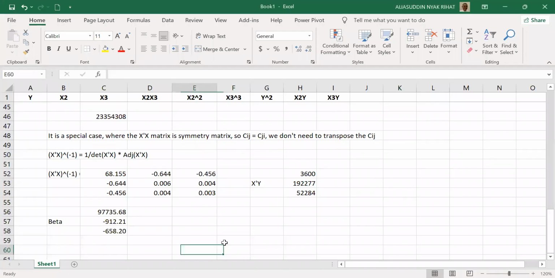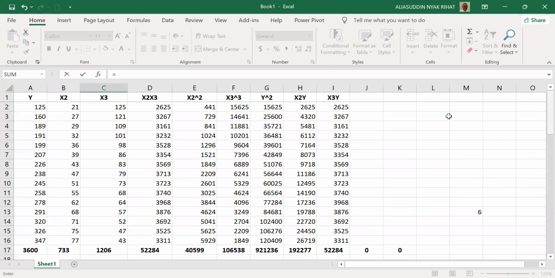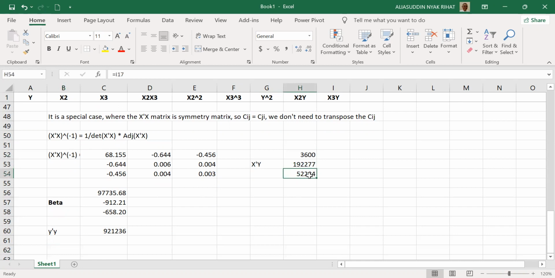Now we calculate mu prime mu. This means y prime y. We have y prime y here, sigma y square. This one is sigma y, that means sigma. This is y prime y. Beta prime, this means beta here. Beta, this one beta prime, x prime y, this one x prime y.